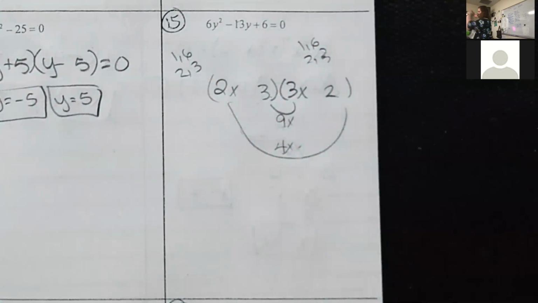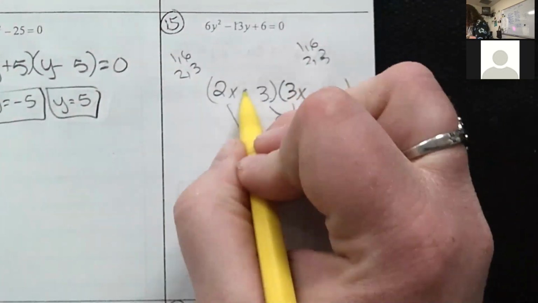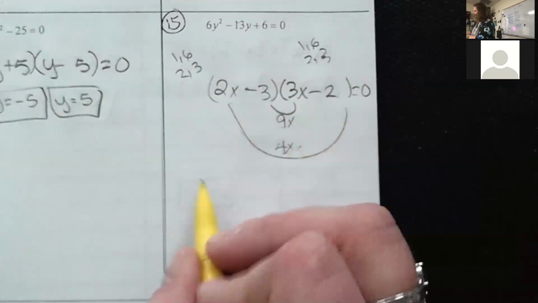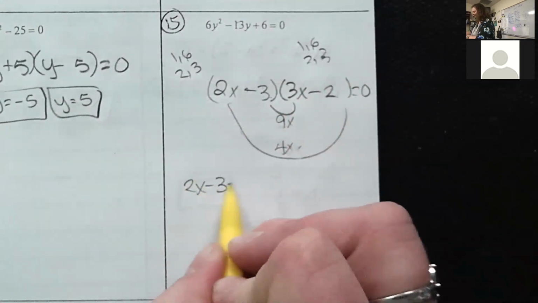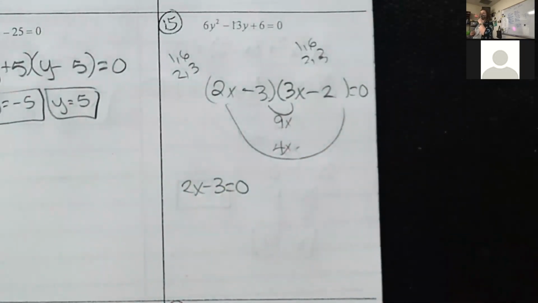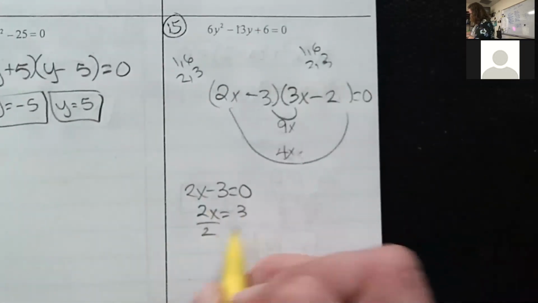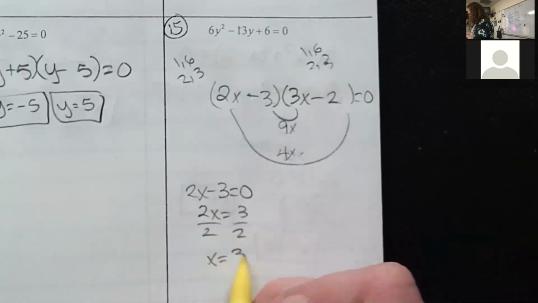So what do they both need to be? Positive. What? They both need to be what? Negative. All right. Maybe in the end they'll both be positive, right? Oh, that's what I meant. Set the whole shebang equal to 0. Oh, look at that. 3 halves.